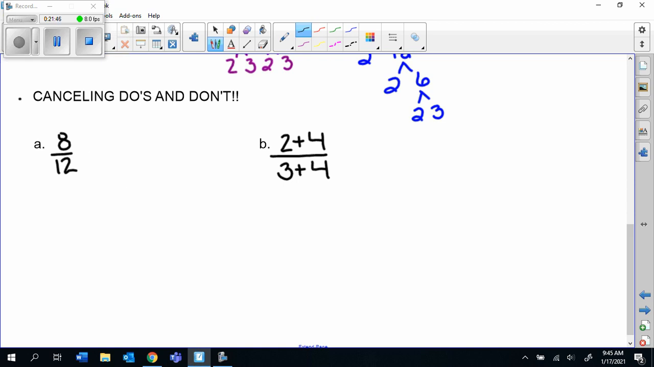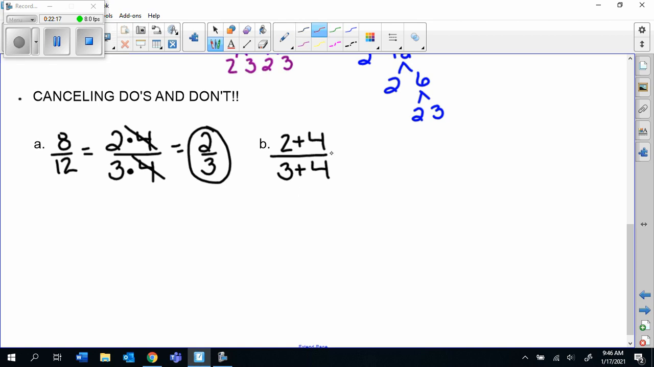All right, there are some canceling do's and don'ts that I want to make sure that you understand. And so just like the above example, both of these numbers are multiplied, have 4 as a factor, can be multiplied by 4. So when it's a multiplication situation, yes, cancel. Your final answer here is 2/3. When it's an addition situation, you cannot cancel those 4s. That is a huge don't.